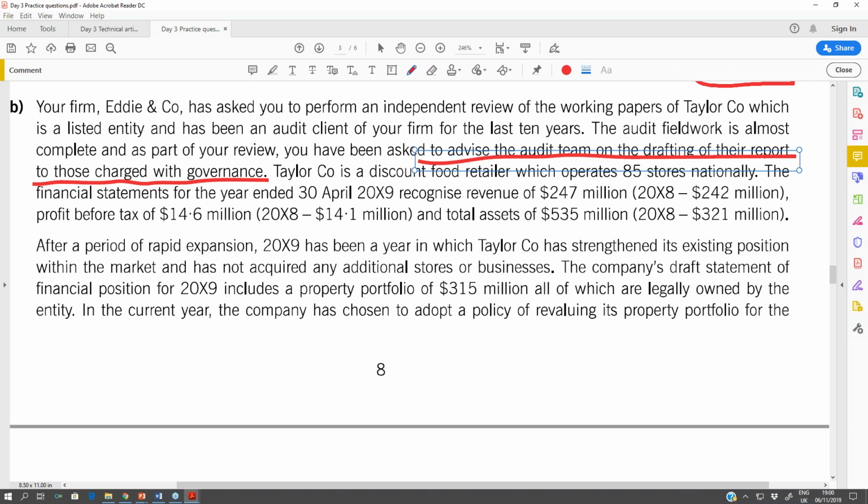Taylor Company is a discount food retailer which operates 85 stores nationally. The financial statements for the year ending 30th of April recognized a revenue of 247 million, profit before tax of 14.6 million, and total assets of 535 million. You know why the examiner gives you the numbers? To identify the materiality. If we want to comment on the materiality, we should know that the revenue is 247 million, profit before tax is 14.6 million, and total assets are 535 million. Okay, now let's read the next paragraph to identify the issues.